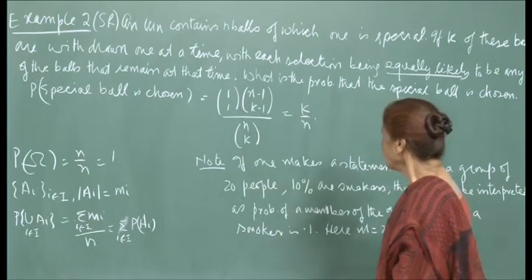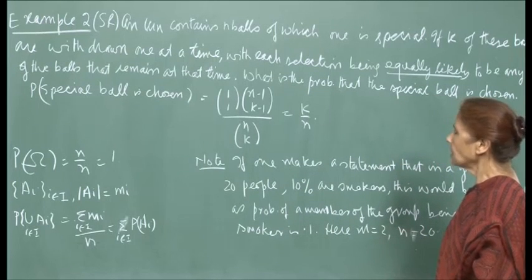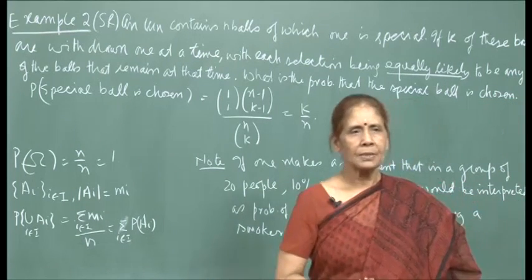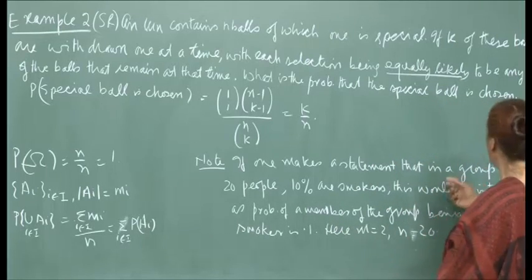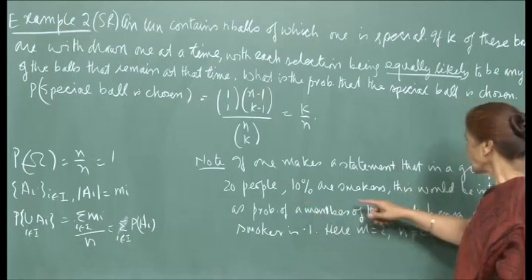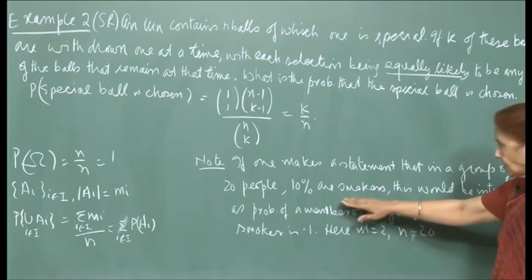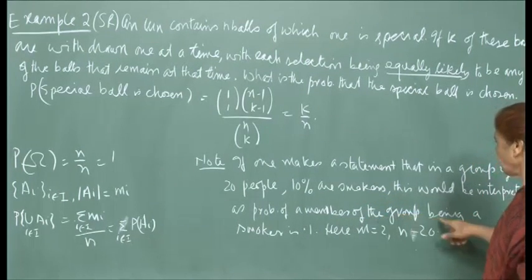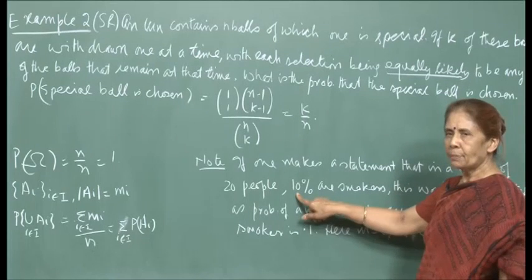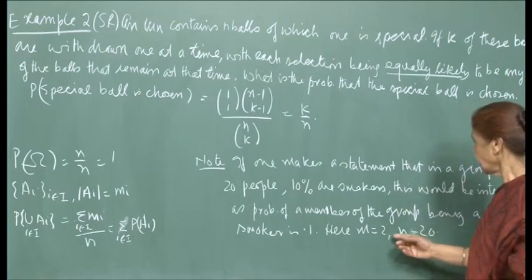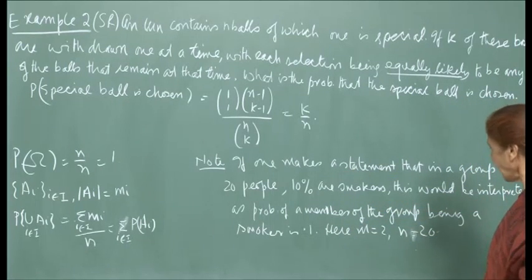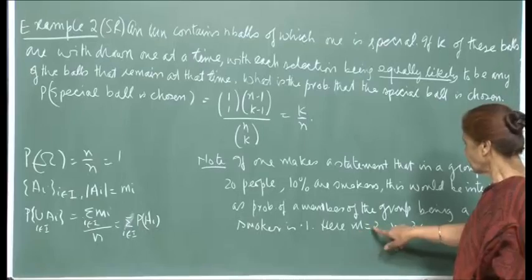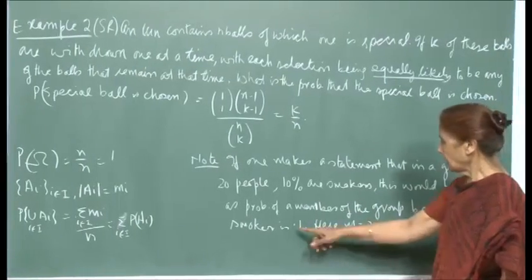Now, I just want to make another note here. We sometimes refer to the probability in terms of percentage. So, for example, if you make a statement that in a group of 20 people, 10% are smokers, this would be interpreted as the probability of a member of the group being a smoker is 0.1. So, 10%, so 10/100. If you want to interpret it in terms of your m by n, then your n is 20, and 10% of 20 is 2. So, m is 2. Therefore, 2 by 20, which is 1 by 10, which again is equal to 0.1.